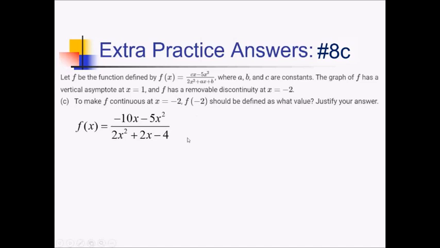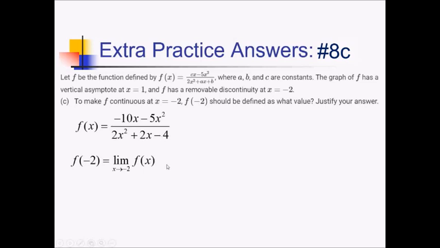But we don't want it to just be any old value. We want it to be a value that makes this thing continuous. So that means that whatever value this thing equals when we plug in negative 2, it needs to be the same value that we get when we take the limit of this as x approaches negative 2. So let's go ahead and find that limit.